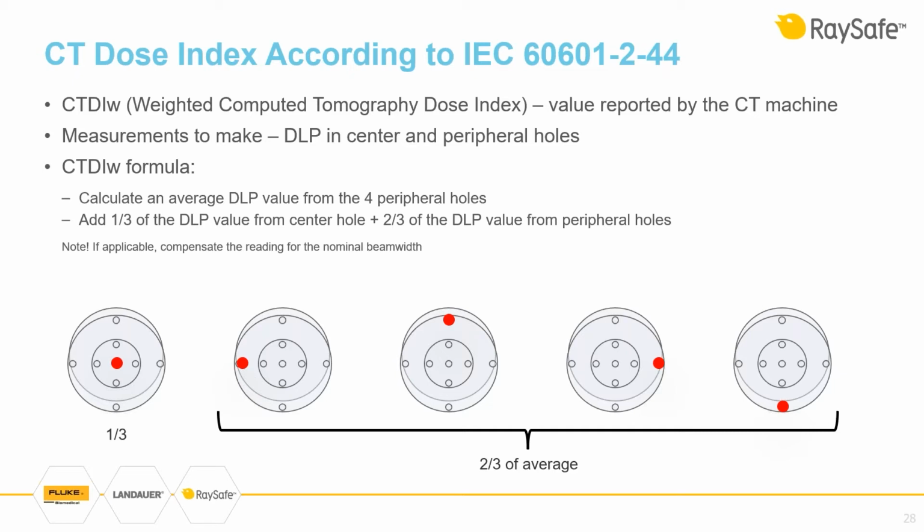As one can see from the picture, one should do measurements in the center hole and in the 4 outermost peripheral holes. And the measured values can then be inserted into an Excel template to calculate CTDI-W. But first, let's take a look at how it may look when doing a CTDI measurement.